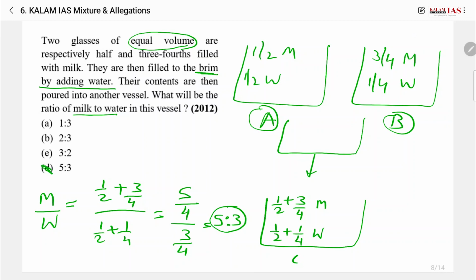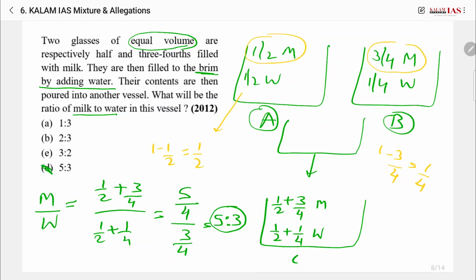Now first is filled 1 by 2 with milk, other is filled 3 by 4 with milk. They are then filled to the brim by adding water. So that means the way to find water is 1 minus half. Half is milk, so half will be water. In this, 1 minus 3 by 4. If 3 by 4 is milk, then 1 by 4 will be water.